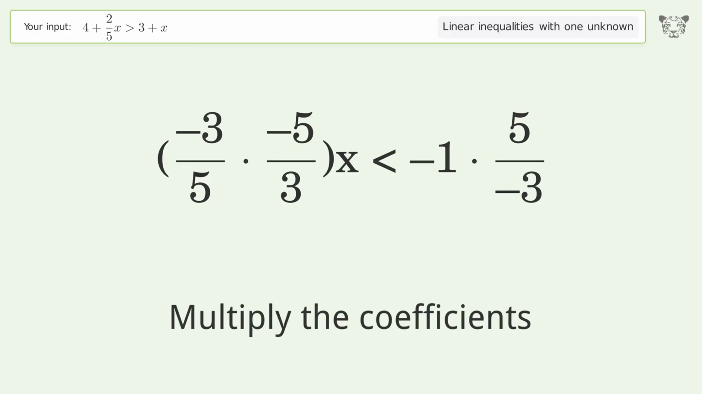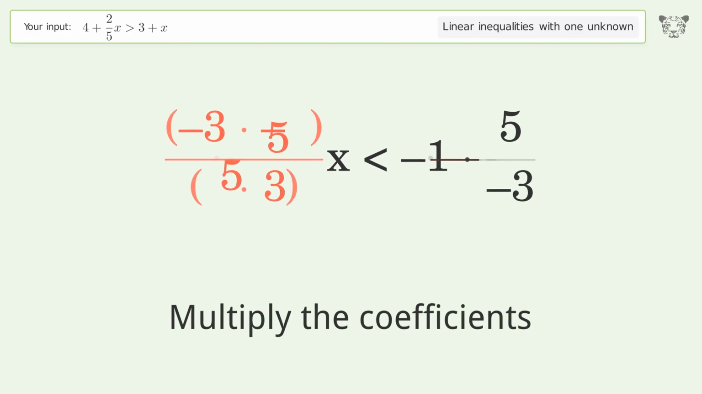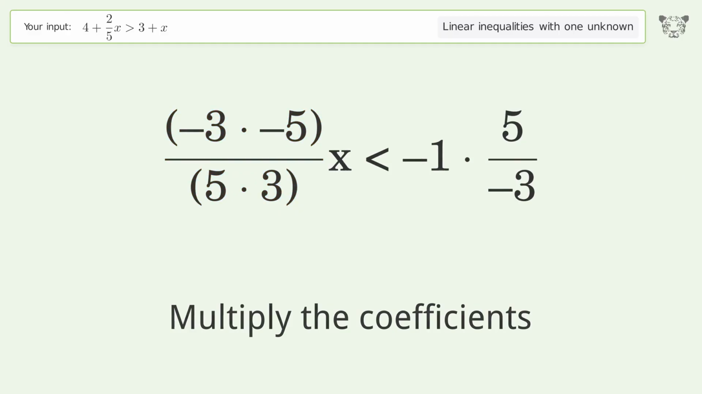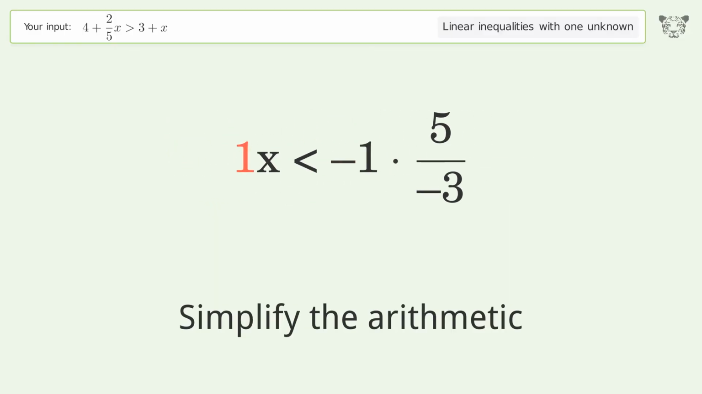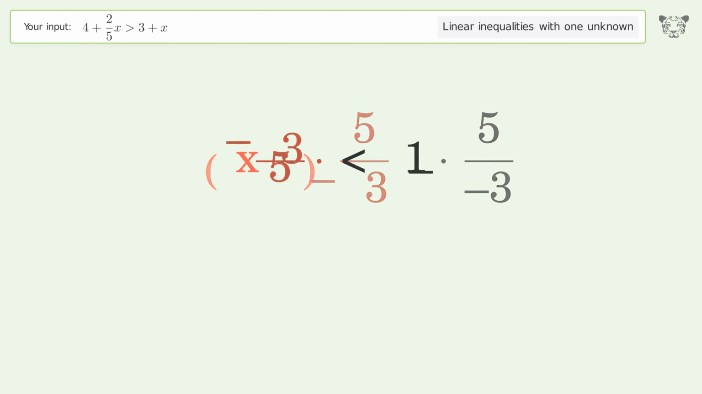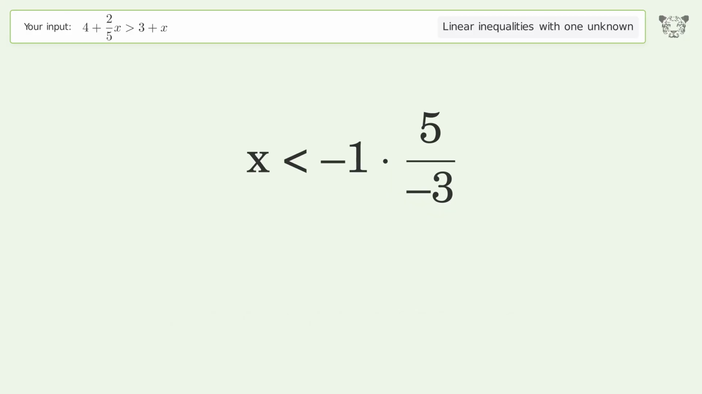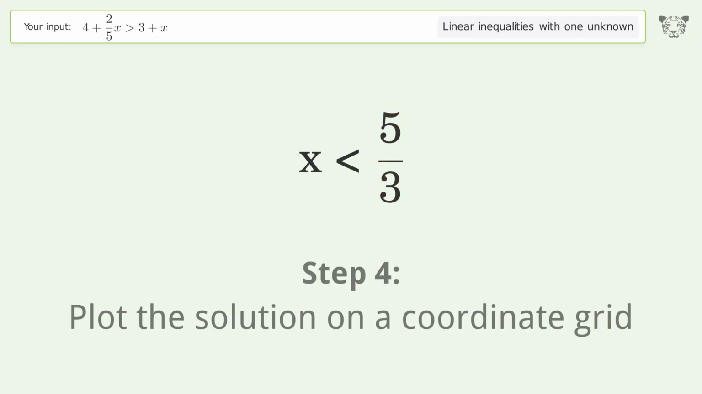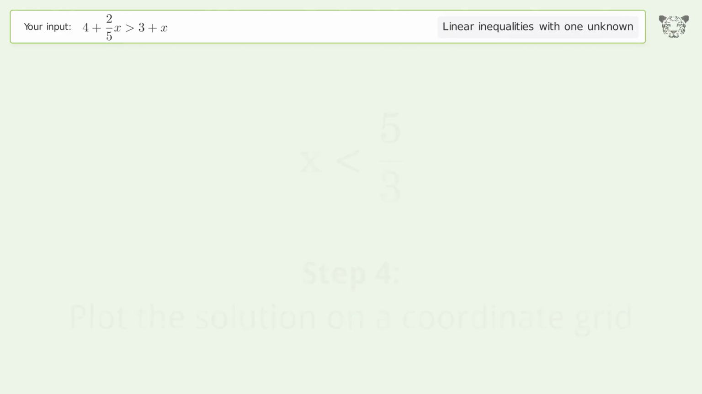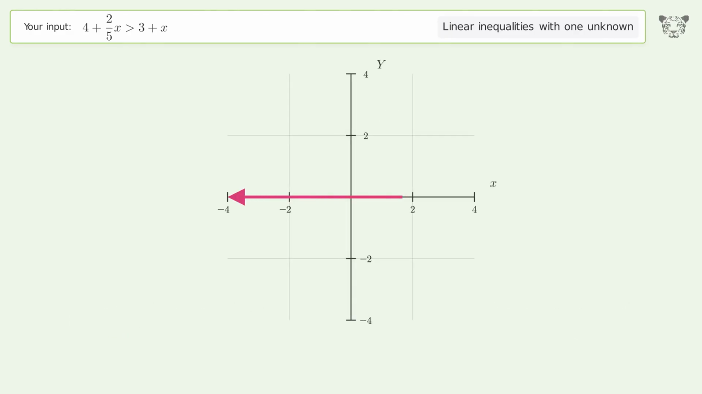Multiply the coefficients. Simplify the arithmetic. Cancel out the negatives. Plot the solution on a coordinate grid. And so the final result is x smaller than 5/3 smaller than 12/3.